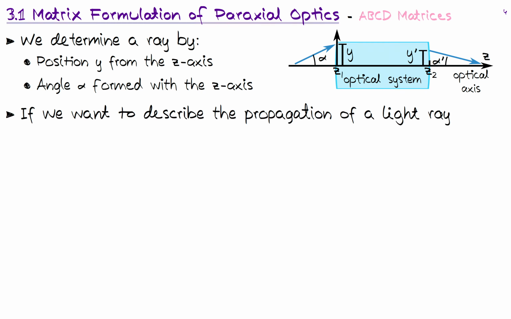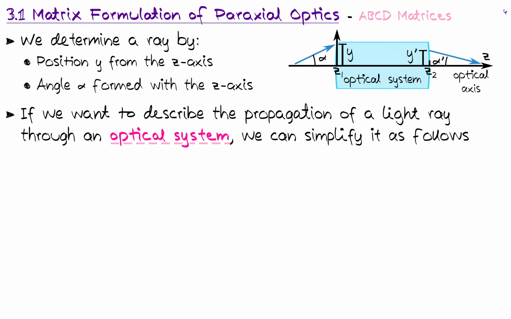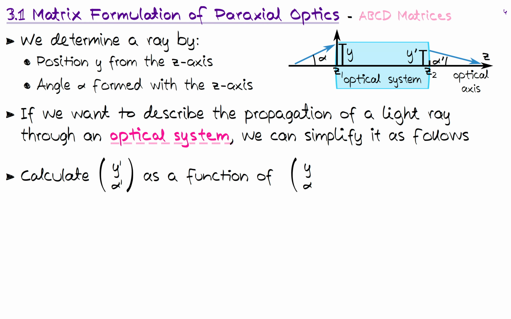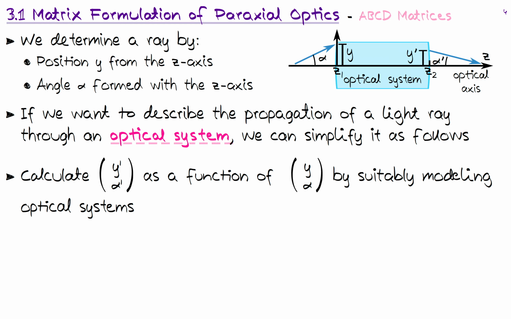So if you want to describe the propagation of a ray of light through an optical system, we can really simplify the treatment into very simple matrix vector multiplications. So we can calculate this y prime, alpha prime vector as a function of the input vector, denoted with y and alpha variables, by suitable modeling of optical systems. Essentially, that just means that we will describe this kind of propagation of light using A, B, C, D matrices. So essentially 2 times 2 matrices where each index is labeled as A, B, C, or D.